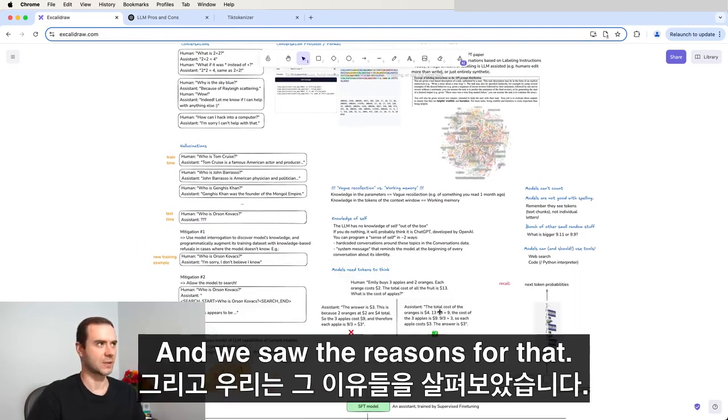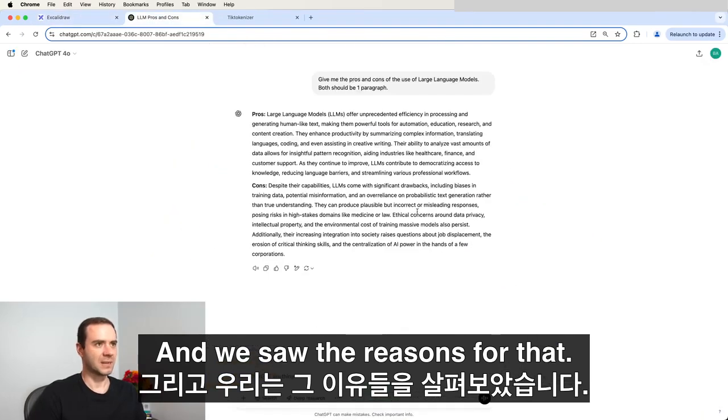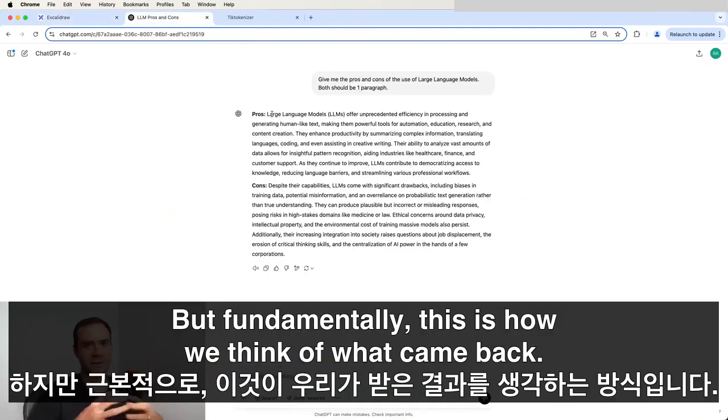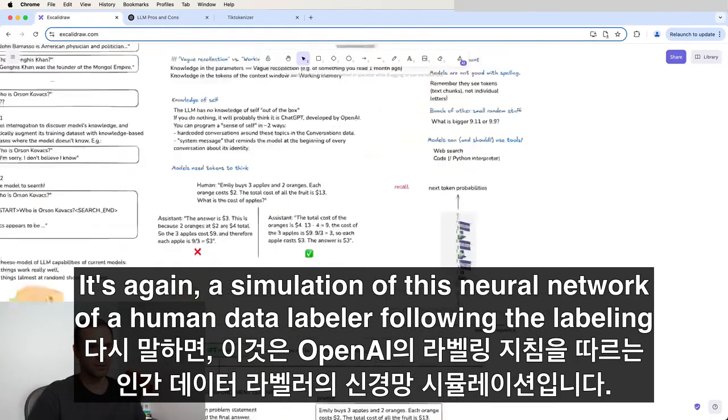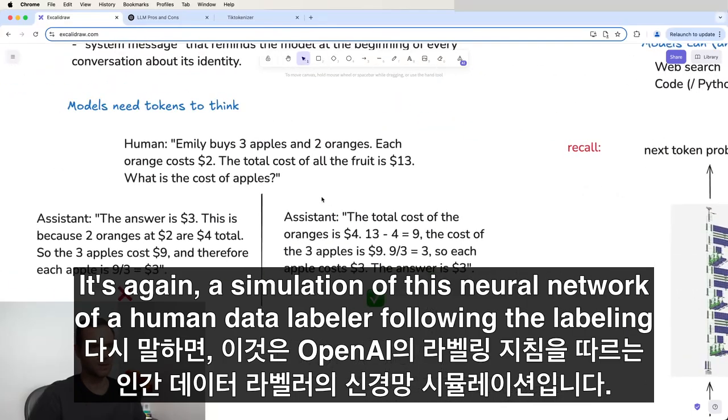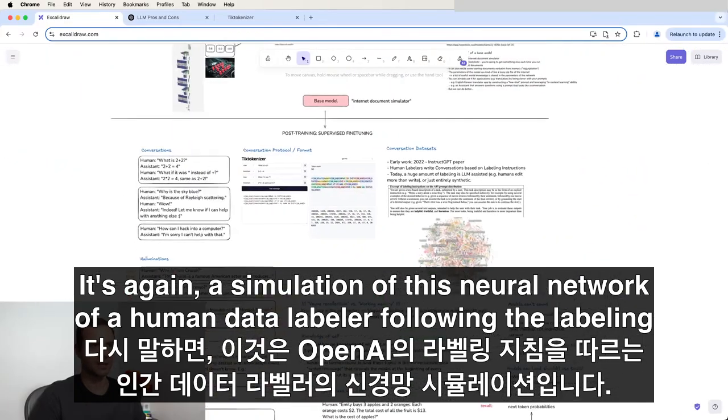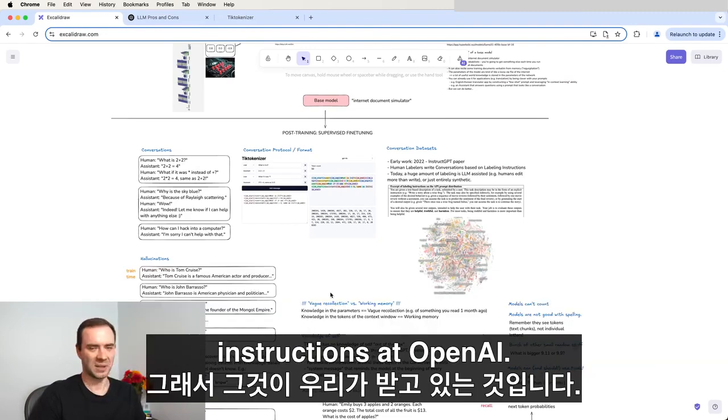And we saw the reasons for that. But fundamentally, this is how we think of what came back. It's, again, a simulation by this neural network of a human data labeler following the labeling instructions at OpenAI.